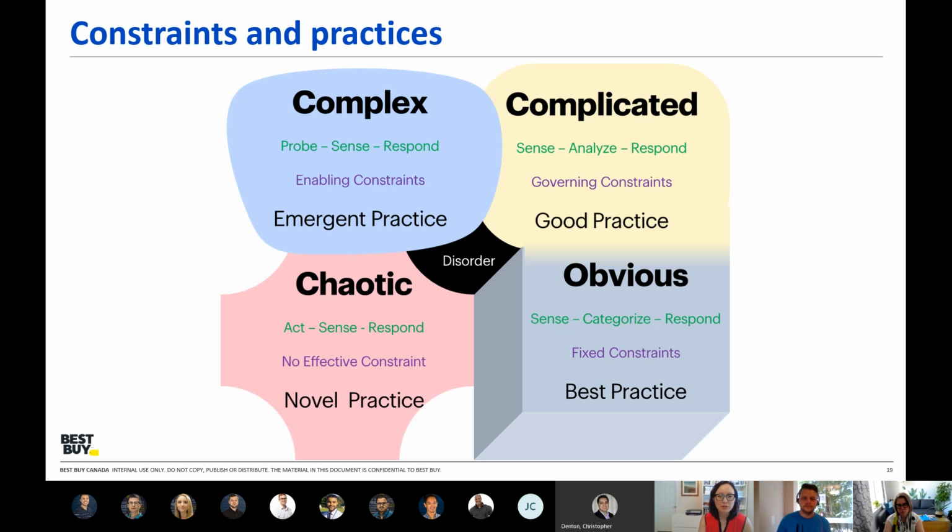I can share, would this be a good time, Kent, to just share my personal experience using the Cynefin framework here?